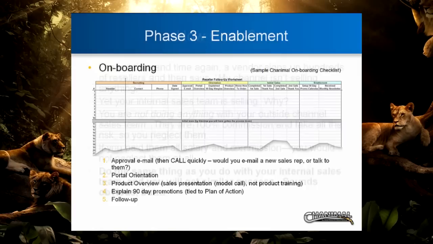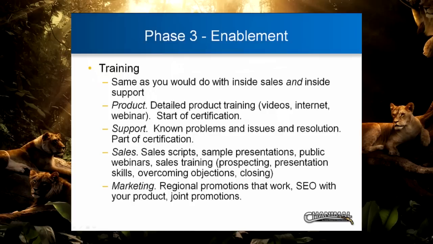Okay, so here's the onboarding process that you have to take. This is like even with your own inside salespeople. In this particular case, you go through a portal orientation, a product overview, you explain the 90-day promotions, and you follow up. I have a worksheet that I usually use. The first 10 is where you get your program defined. After that, usually the first 50 is where it starts getting a little more complicated. But this sheet will take you through the entire process, and it's part of my reseller kit.